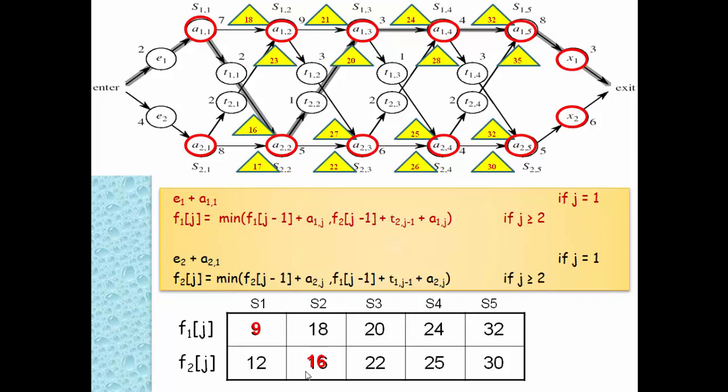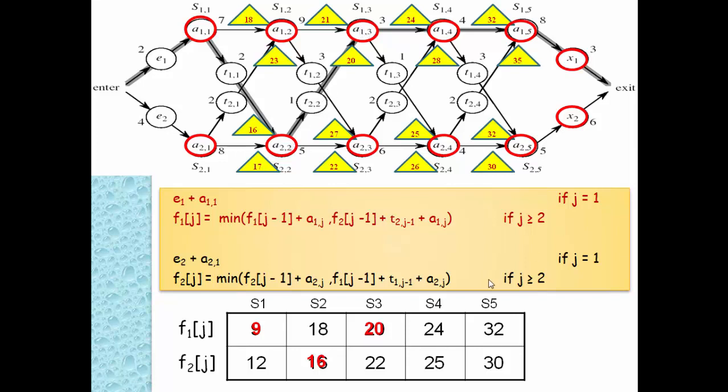Now if we want to move on to station number 3, again we have 2 options. Either we can choose line number 1 or line number 2, or we can say we have to choose this path or this path. Among these 2 paths, which one is best? We need to identify that from both values, 20 and 22. So 20 is minimum, so we have to move on line number 1. So our path will be like this.